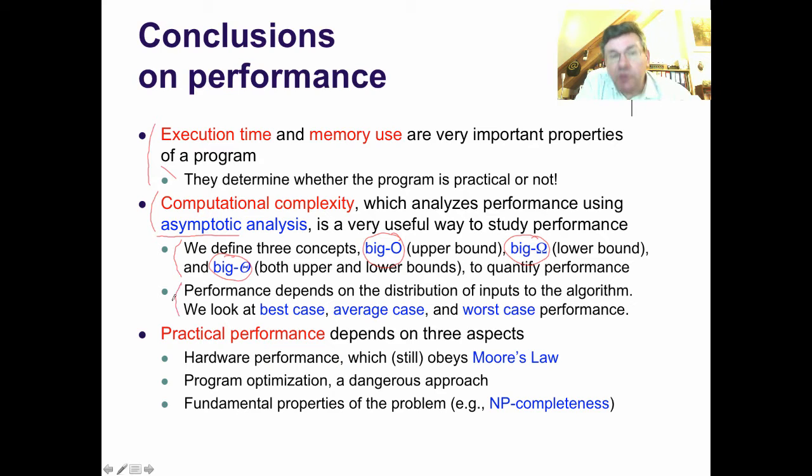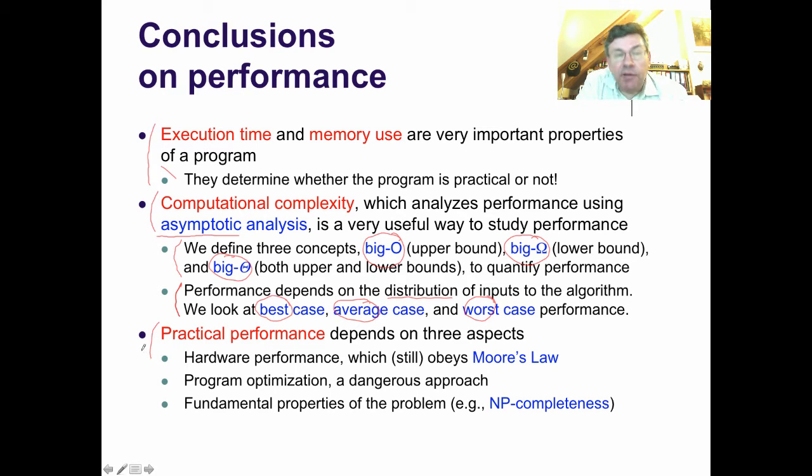In addition, it's possible that for a particular input size, there may be many different inputs with different complexities. So we have to look at the probability distribution of the inputs. Do they tend to be easy ones for the algorithm or hard ones or what? So we have seen how to look at this with the best, average, and worst case performance.